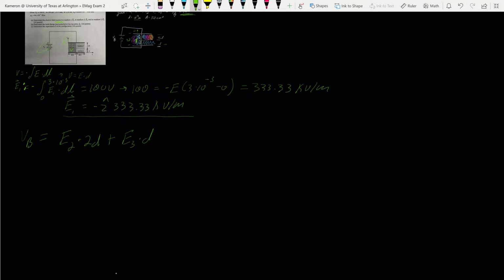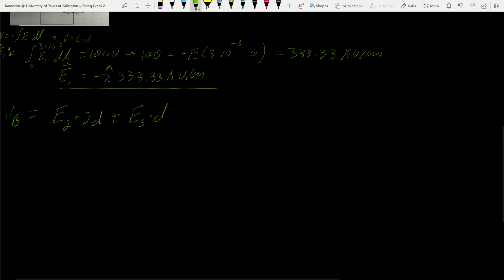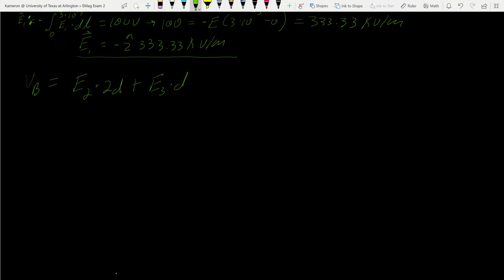Alright, so we have an equation with two unknowns, so obviously we can't solve that, so we need another equation to help us solve this. Like the last question, we use boundary conditions. We know that the normal component of E2 and E3 have a relationship. That relationship being E2 of N times epsilon 2 equal to E3 of N times epsilon 3. So we can solve for this, and just solve for E2 of N.